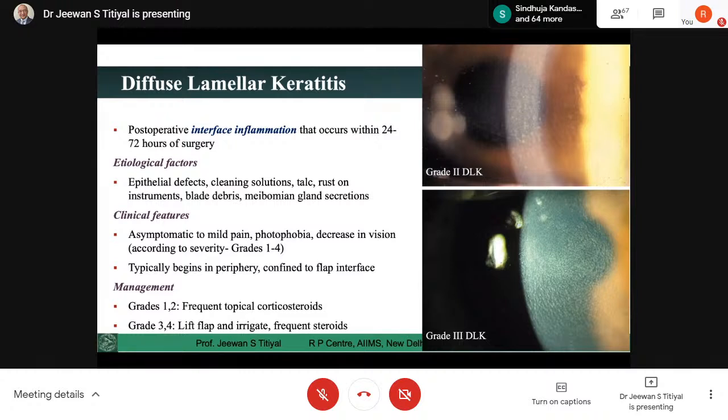This is also a very important complication, both after microkeratome and femtosecond laser. This is called diffuse lamellar keratitis, which is seen very little nowadays. It was very common earlier because of various reasons. If it's grade 1 or grade 2, you don't have to do anything. With a steroid, it will be all right. But if it becomes grade 4, then you have to lift the flap, irrigate, and then start frequent steroids. Initially, it was thought to be because of powder from the gloves or the instruments you use, which can create these inflammations.